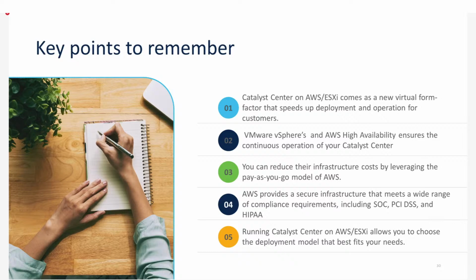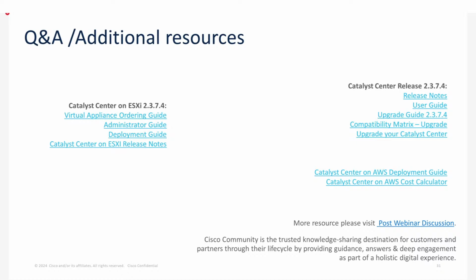Then we will also share with you the available documentation and additional resources like the virtual appliance ordering guide, admin guide, deployment guide, and Catalyst Center ESXi release notes. We also have the Catalyst Center release 2.3.7.4 release notes, user guide, and upgrade guide available, along with the compatibility matrix and the guide on how to upgrade your Catalyst Center. We'll share all that information with you also. We also have the AWS cost calculator, which is something very good to look at before you start with the AWS deployment.